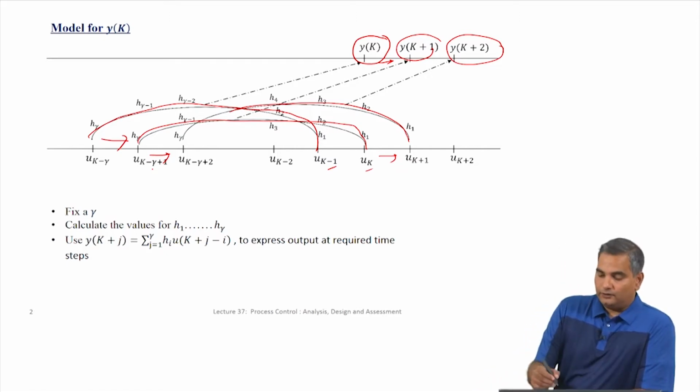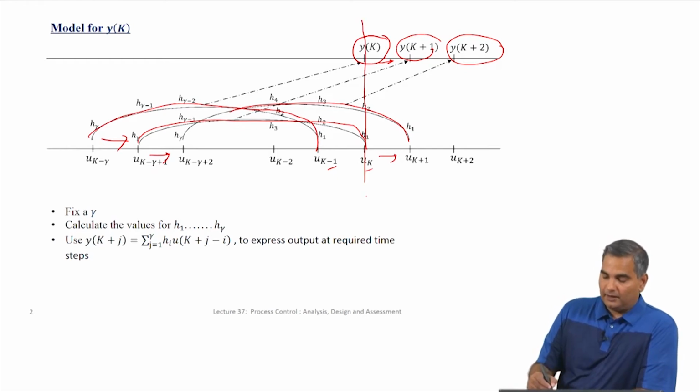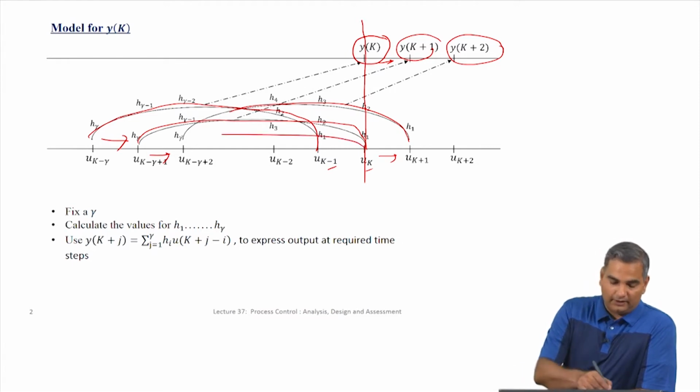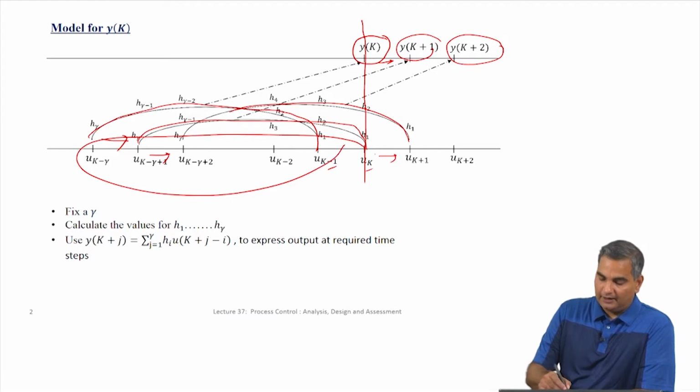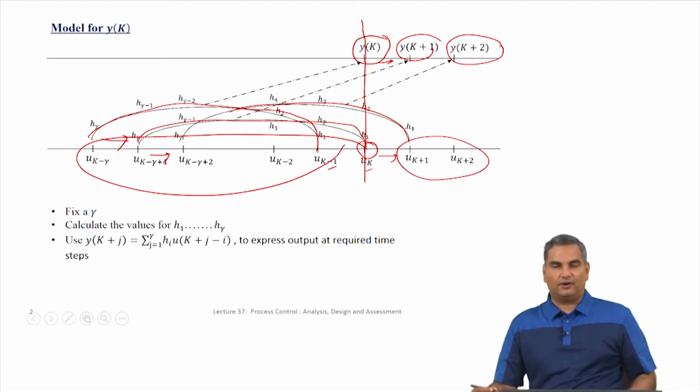So, this goes on. If I am at time k, I still can write these expressions for yk plus 1, yk plus 2 in terms of inputs that have already occurred, which are here, and input that I am going to make now and future inputs. So, this is the key idea which we have talked about quite a bit.